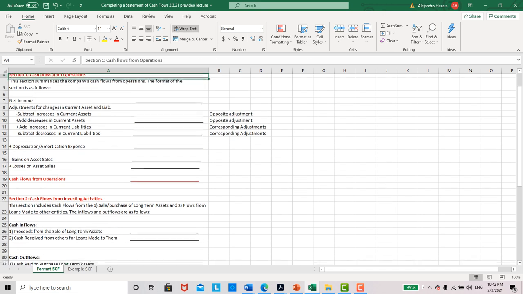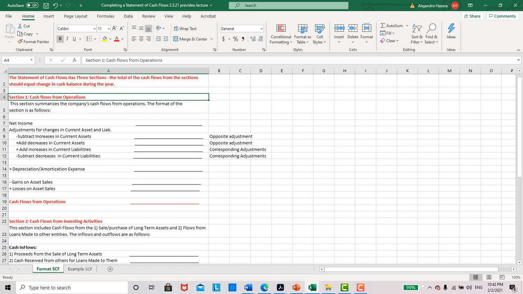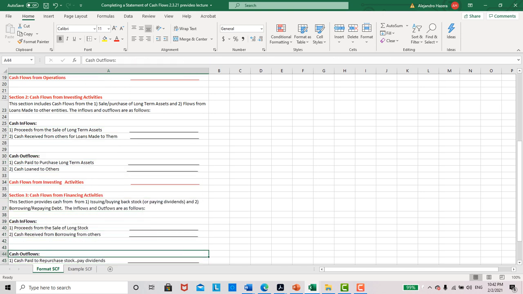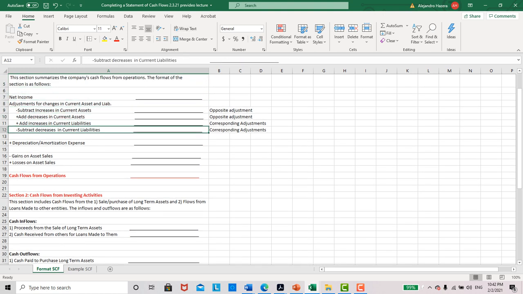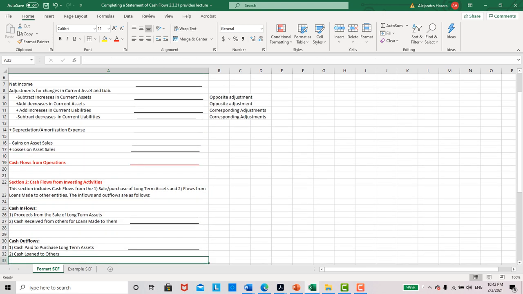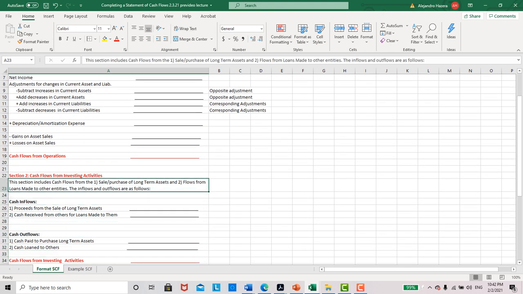Keep in mind, you should know this. This is all review: operations, investing, and financing. In operations, you start with your net income, adjust for current assets and liabilities, add back depreciation, take out gains, add back losses. Investing activities, you have two activities: the sales and purchase of long-term assets, and flows from lending activities, loans you make to others.